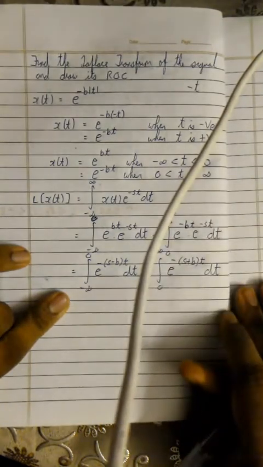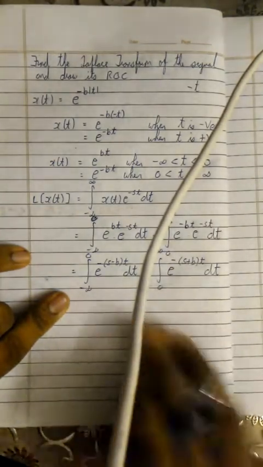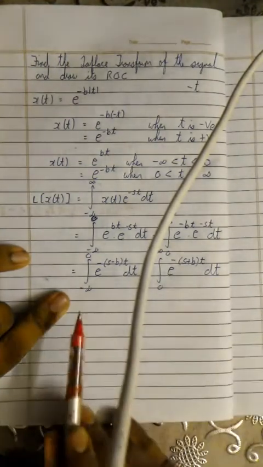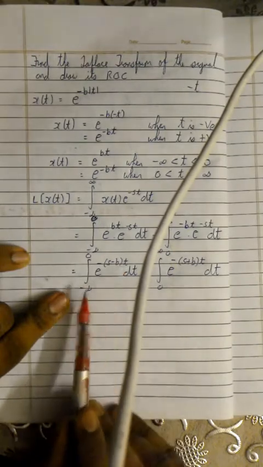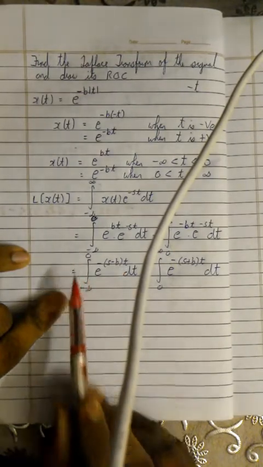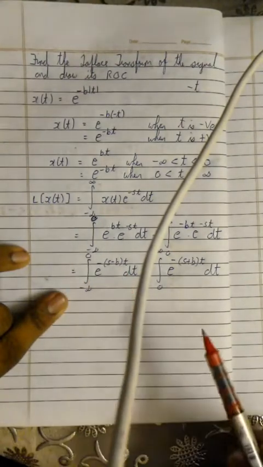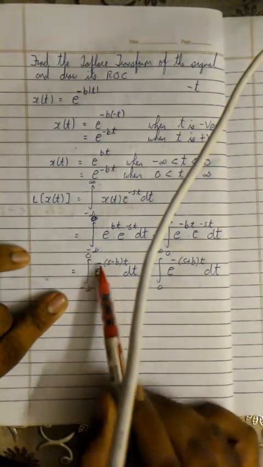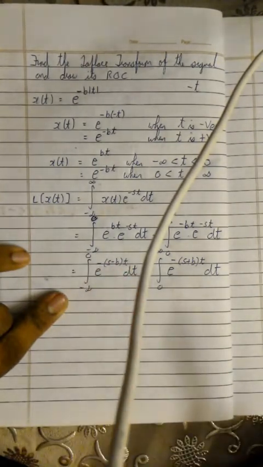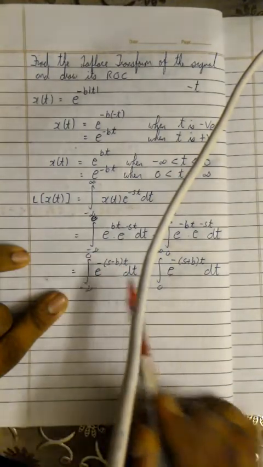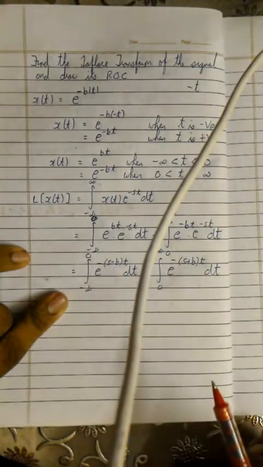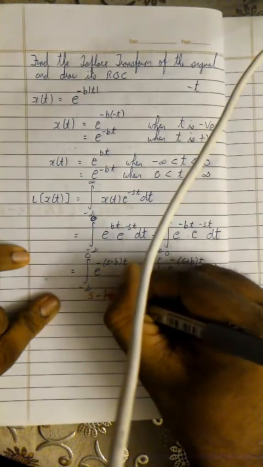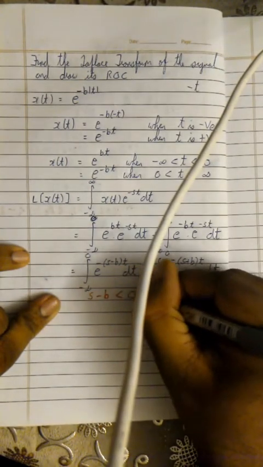Now I think this is the best time to find the ROC. Here, as you can see, the value of t is negative, since it is varying from minus infinity to 0, and there is already a minus sign over here, so this essentially becomes a positive value. So the only way to make this power negative is by making s minus b less than 0, that means s minus b must be a negative number.